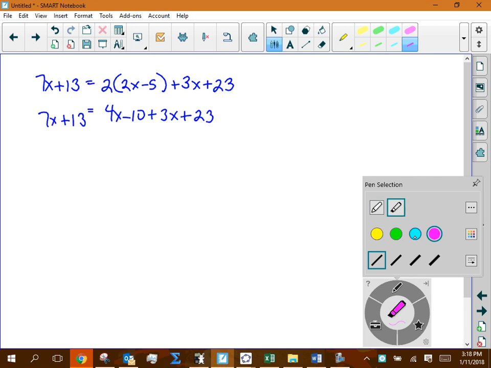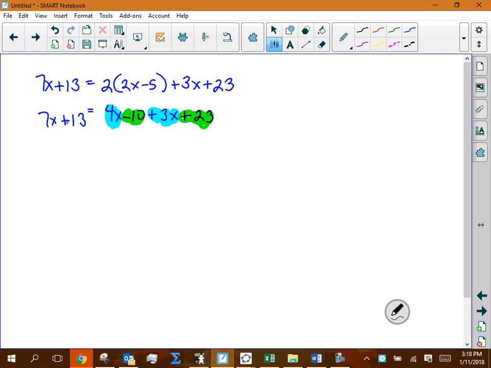combine like terms. So I'm going to take the 4x and the 3x. Remember, I'm taking the signs in front as well. I'll combine those. I'll combine the negative 10 and the 23. So those are things that can be combined on that side. But on this side here, those are unlike terms, so they just stay 7x plus 13. So then on the right-hand side, I got 7x, and then negative 10 plus 23 does give me the 13.